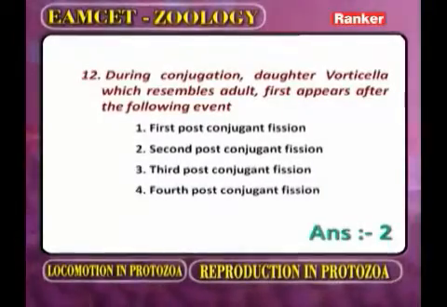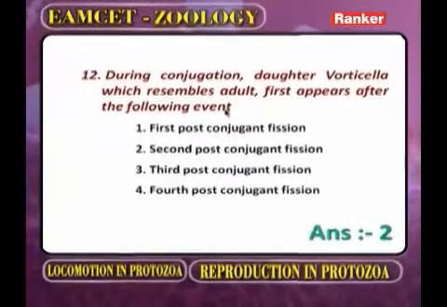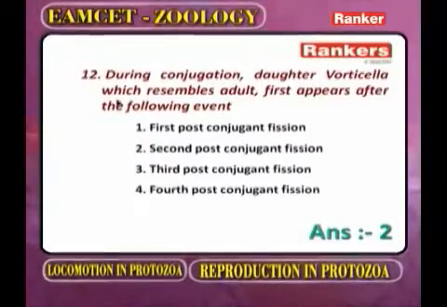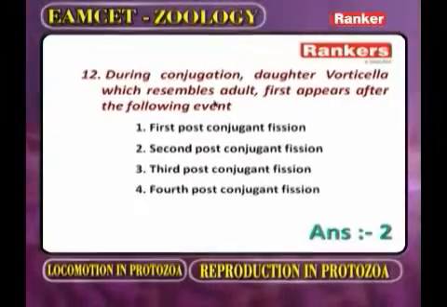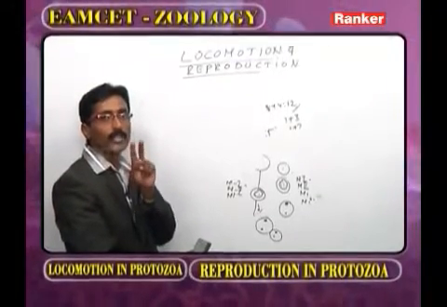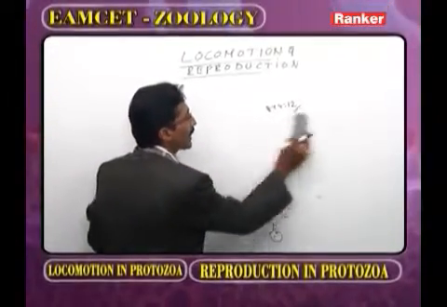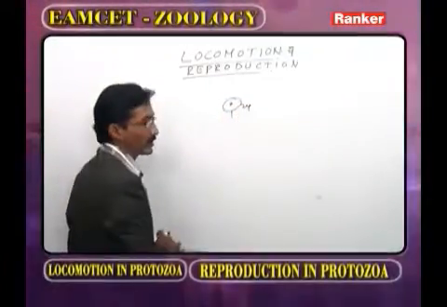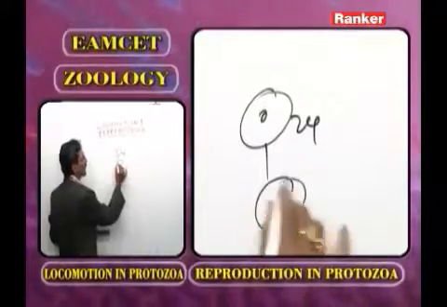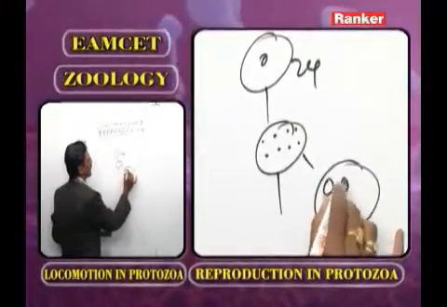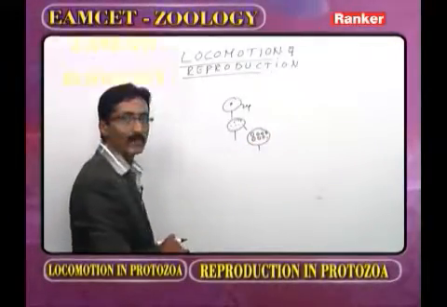During conjugation, the daughter Vorticella, which resembles the adult, first appears after the following event. Now, again I am repeating the question. During conjugation, the daughter Vorticella, which resembles the adult, first appears after the following events. Now, as we observe the Vorticella, how many macronuclei? One macronucleus, one micronucleus. That is the normal Vorticella. Now, as we observe the conjugation, this one we call the zygote. Now, this undergoes 3 mitotic divisions. We are getting 8 nuclei. Out of 8 nuclei, 7 nuclei will become macro and one will become the micronucleus.